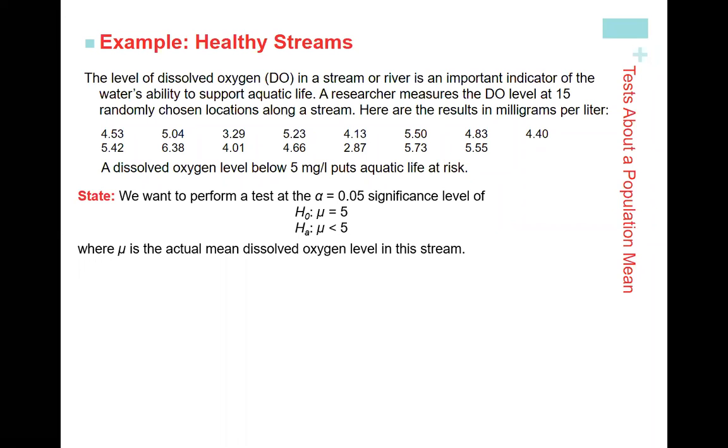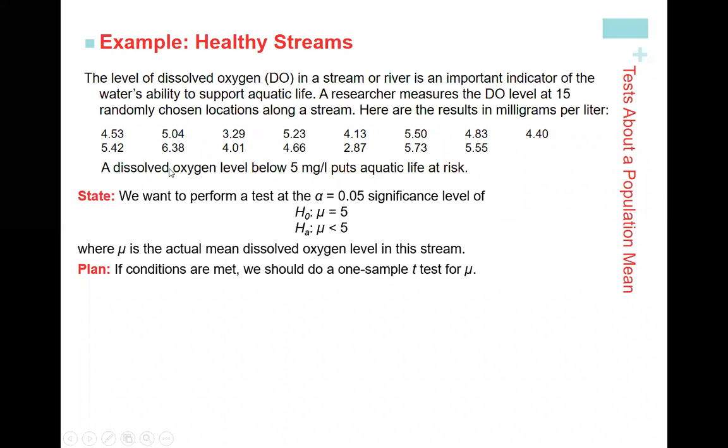Is it too low at the very low value? So this is going to be a one sample t-test. And we are going to check our conditions here. So conditions we're wanting to check are still random, normal, and independent. Random, well, we have 15 randomly chosen locations along the stream.